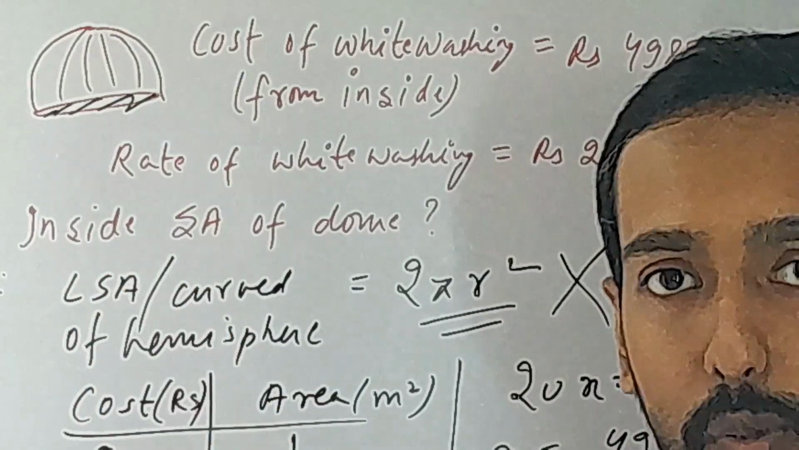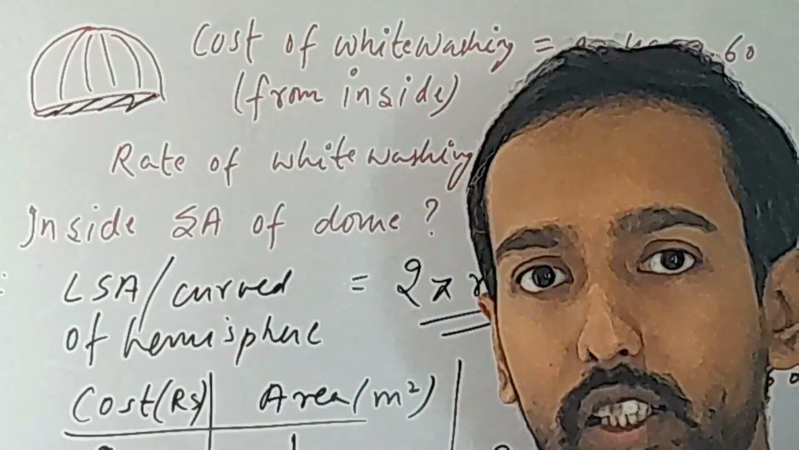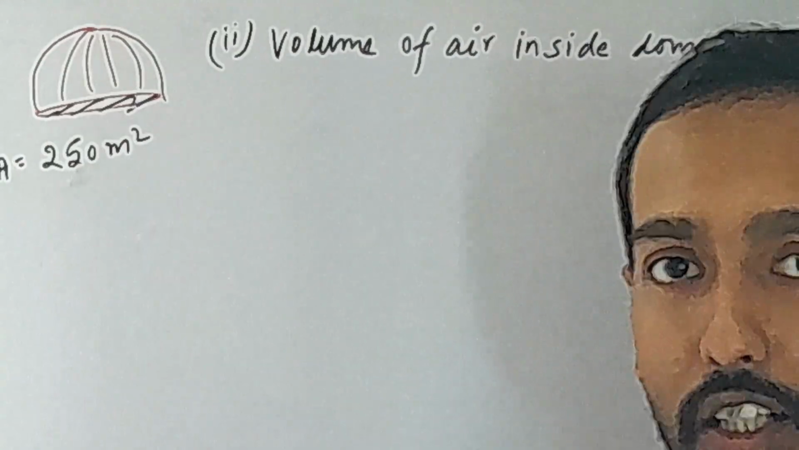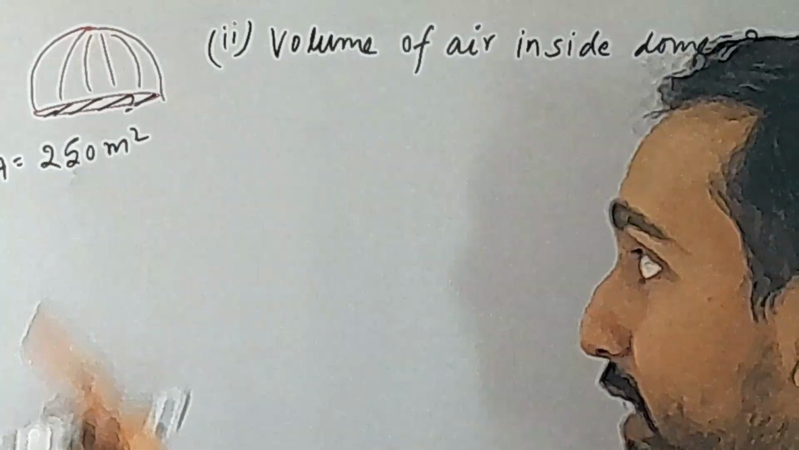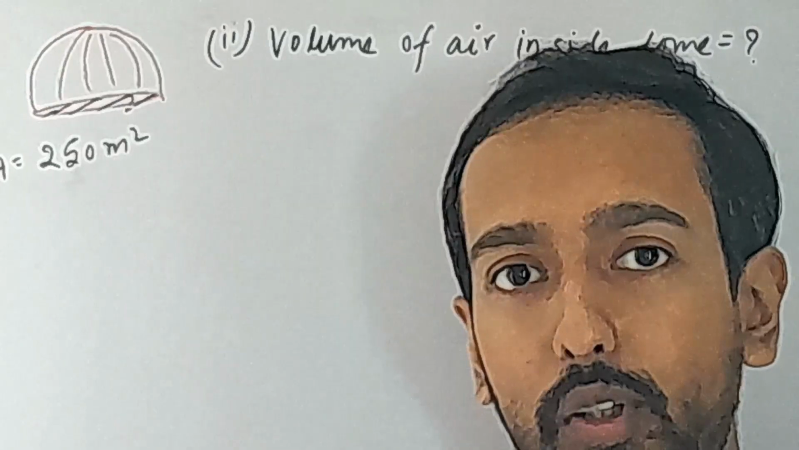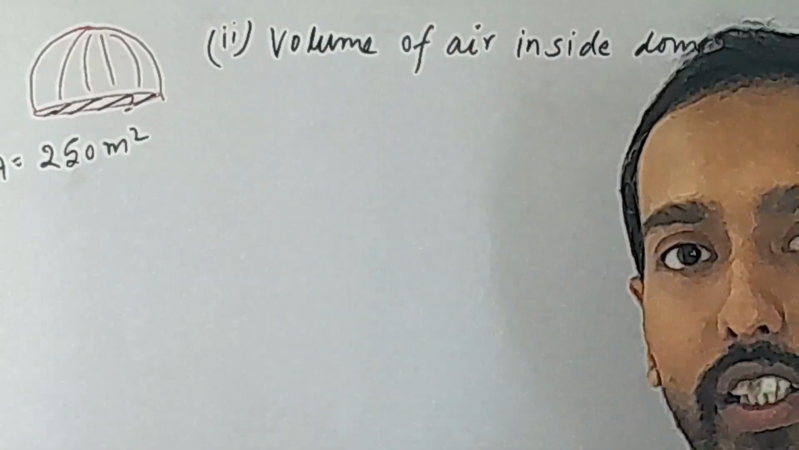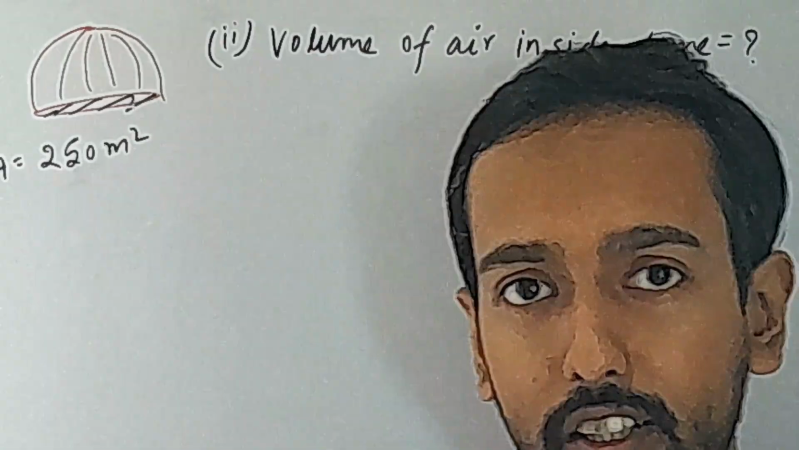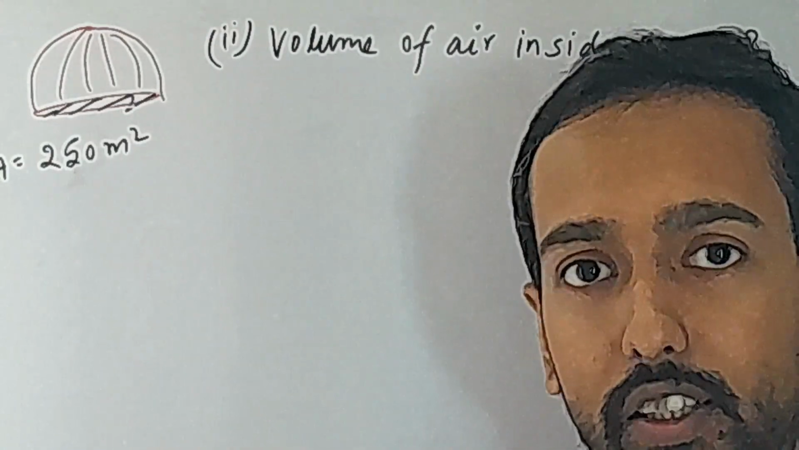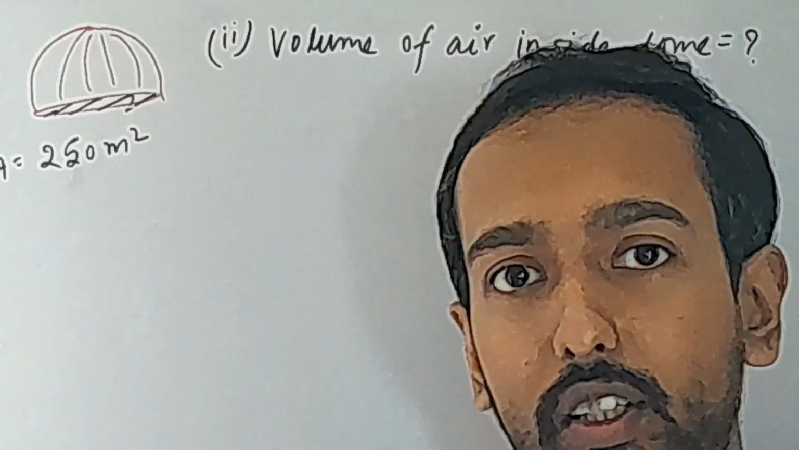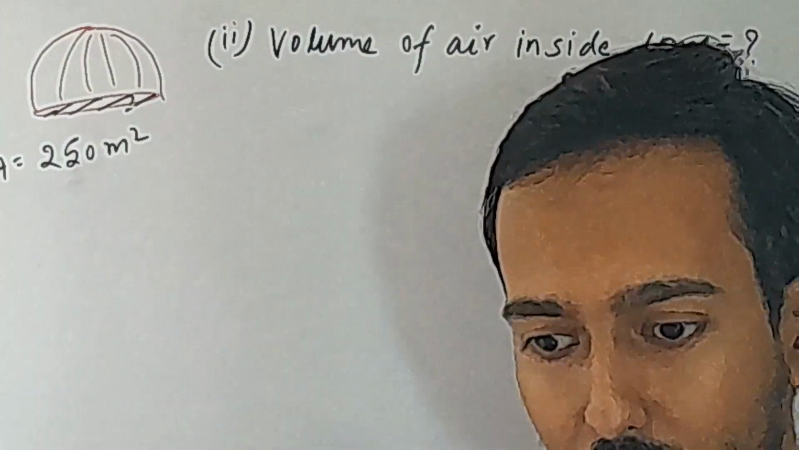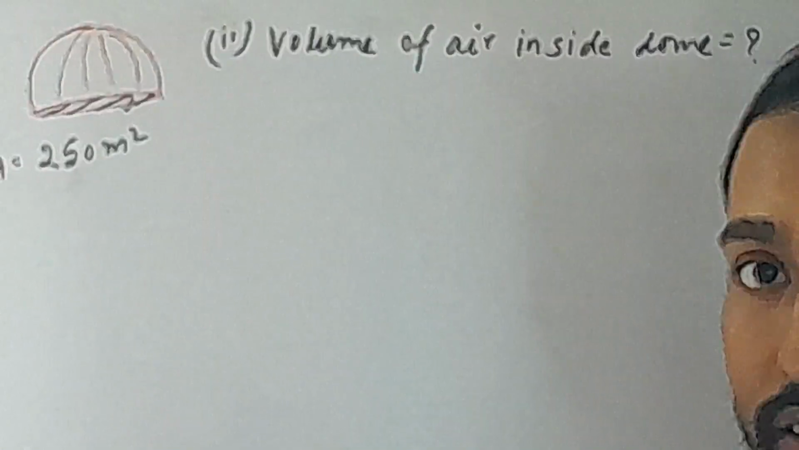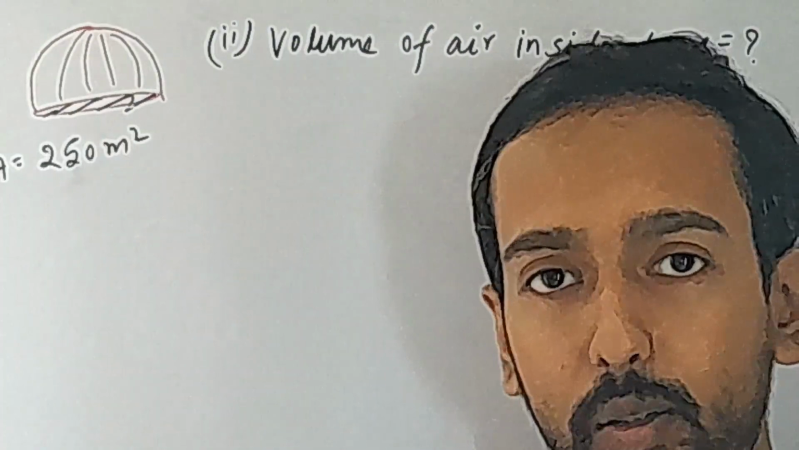Now this was the first part. Now let us go to the second part and see what has been asked. In the second part of the question, it has been asked what will be the volume of the air inside this dome. If you observe the question very carefully, the total air which will be contained in this hemispherical dome is the same as the volume of the hemisphere, because the volume of the hemisphere contains all the space inside this hemisphere, and this is the same as the volume of the air contained in this hemispherical dome.